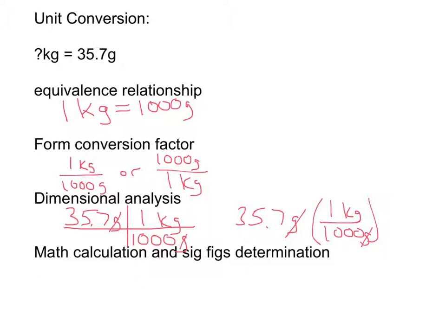So 35.7 divided by 1,000 will be 0.0357 kilograms. And since we are dividing, we have to figure out the number of sig figs we need. Now right here, these values are known as given values. They do not affect significant figure calculations, because they are considered to be perfect numbers.